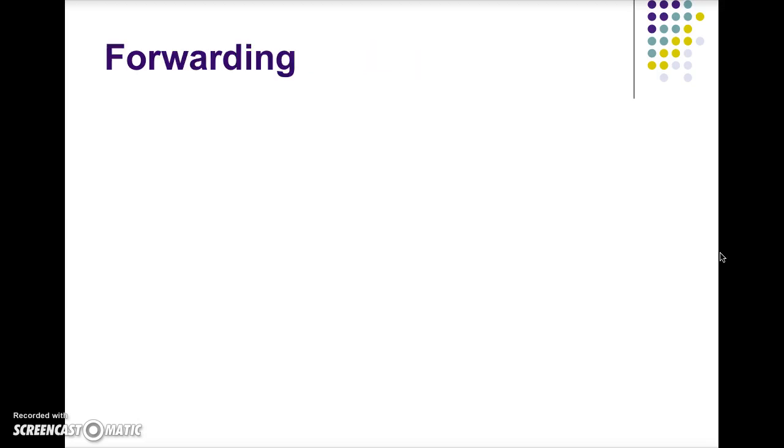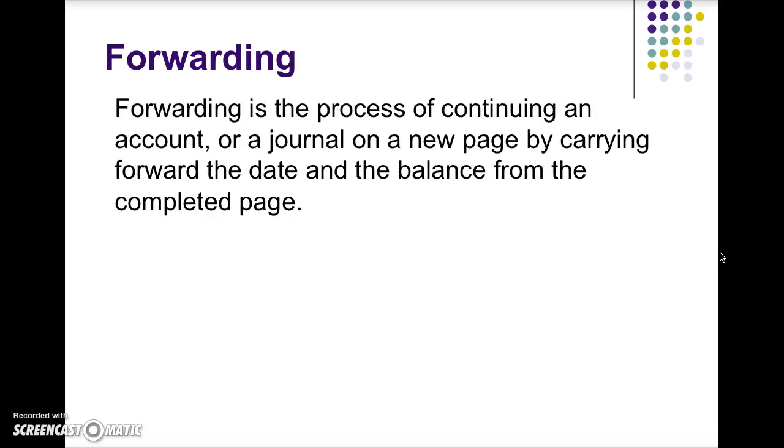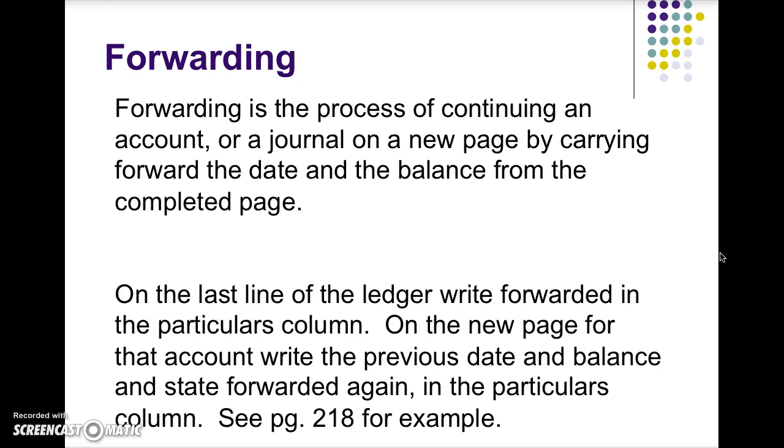Right, so now looking at forwarding, we already discussed forwarding when we were doing our journal entries. For the ledger, on the last line of the ledger, write forwarded in the particulars column. On the next page of that account, write the previous date and balance and state forwarded again in the particulars column. To see an example, go to page 218 in your textbook.